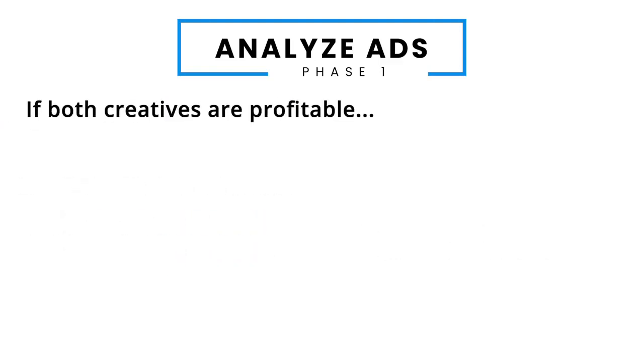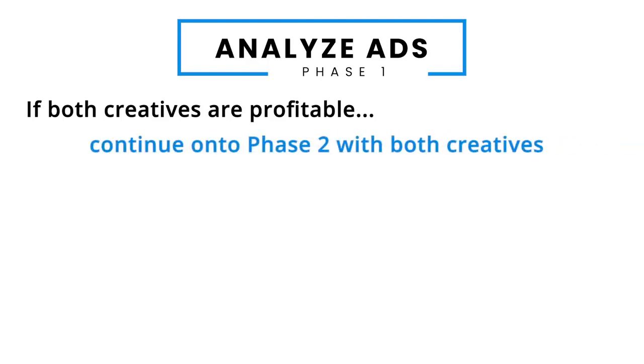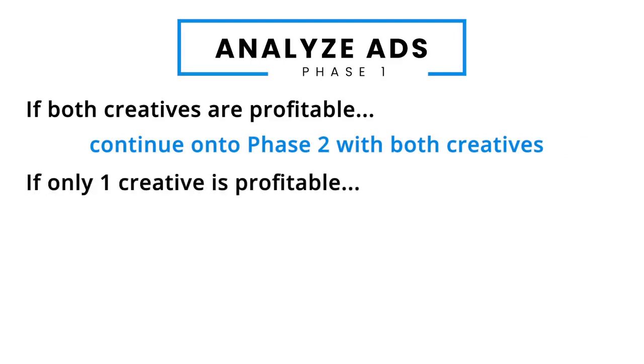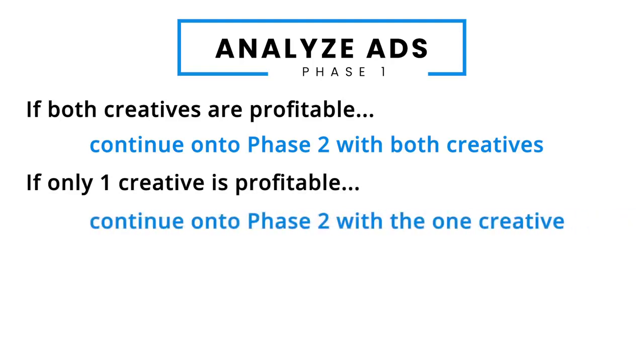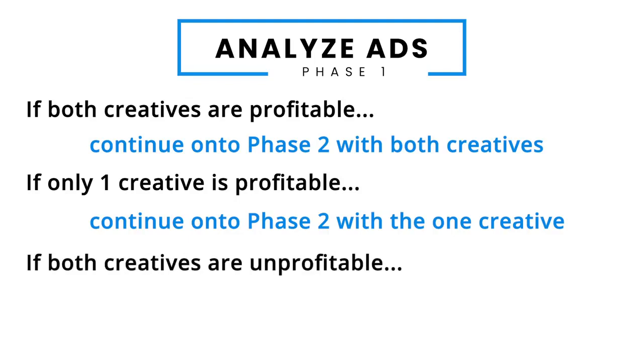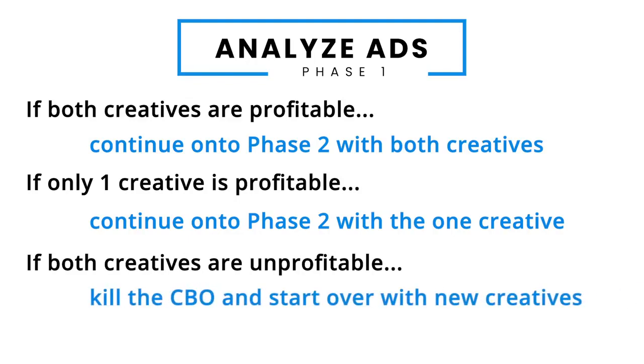If you can't make a decision because they're both profitable and both have consistent metrics throughout the funnel, then continue running both creatives and move on to phase 2 with both of them along with your best audiences. If only one creative is profitable and the other one isn't, then use the winning creative and audience to move on to phase 2. If one creative clearly has better metrics but both are unprofitable, then kill the entire CBO. Or if you're running ad set budgets, kill all of the unprofitable ad sets and then kill all of the ads with your losing creative.